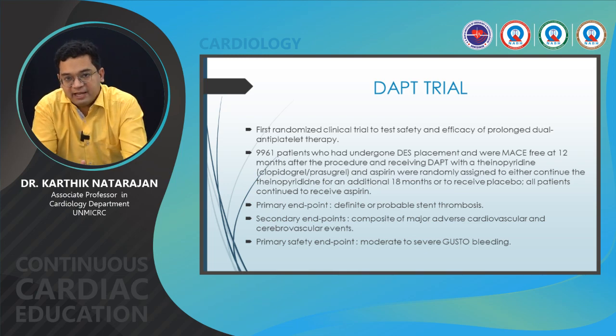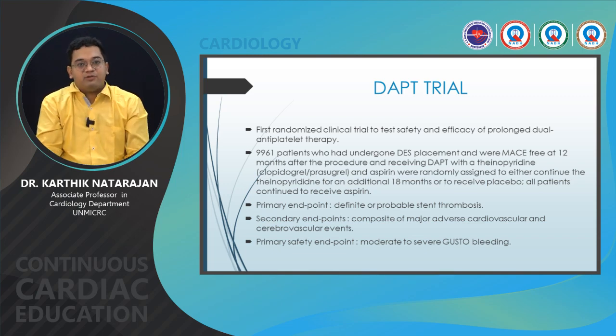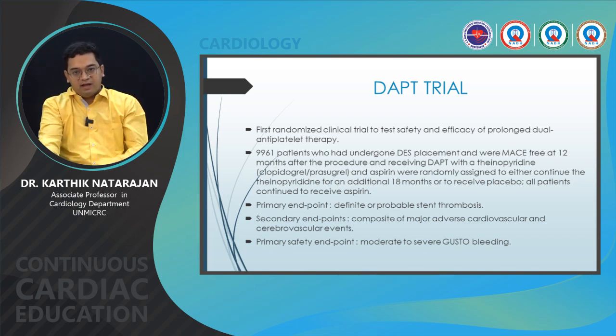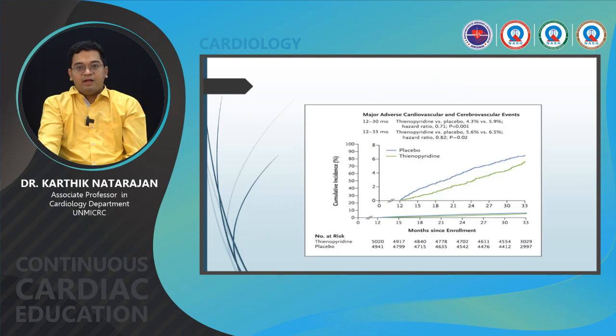They received DAPT with either clopidogrel or prasugrel, and were randomly assigned to receive it for 18 more months, or they received placebo. All the patients continued to receive aspirin. The primary endpoint was definitive or probable stent thrombosis. The secondary endpoint was MACE rates, and the primary safety endpoint was moderate to severe GUSTO bleeding. You can see that the major adverse events came down significantly with the use of DAPT. But if you carefully identify the patients, then the bleeding risk may also not increase.